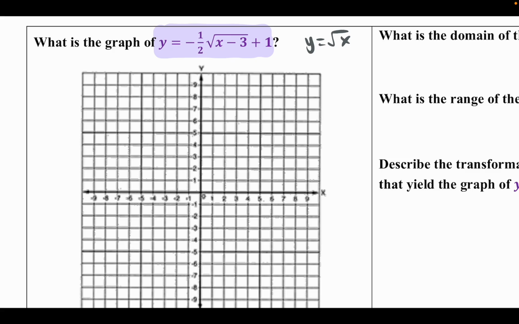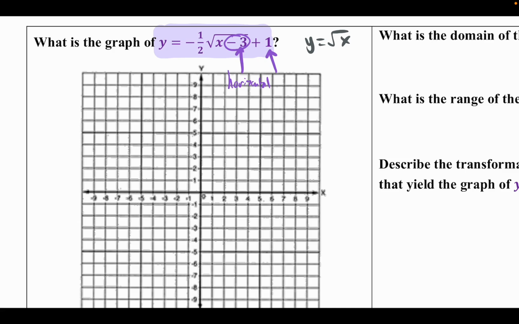So I'm going to focus on these couple of things first, because I know those couple of numbers are just going to move the graph left and right or up and down. Starting with that -3 right there. Anytime we're subtracting or adding something inside of the root, we know that this is going to be a horizontal translation. So in other words, it's going to move it left or right. When it's minus, it goes the opposite of what you would think.